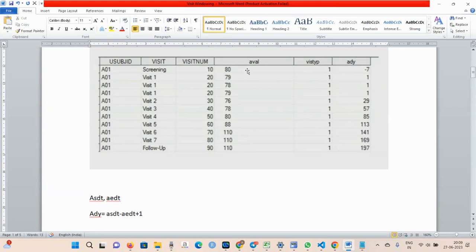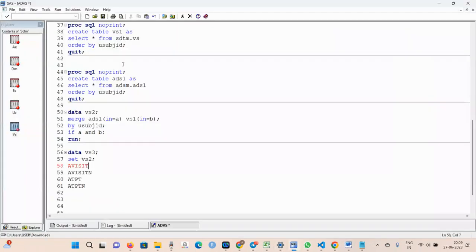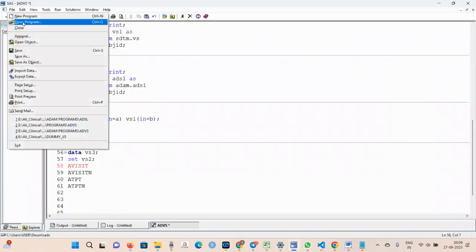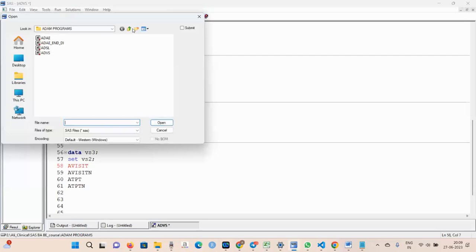But here we don't have any partial dates for vital signs. Let's imagine the ADY will be the same thing as VSDY. That's the difference: ADY is different, VSDY is different. If you go to the vital signs programming, you may know. Okay, so here are the SDTM programs.